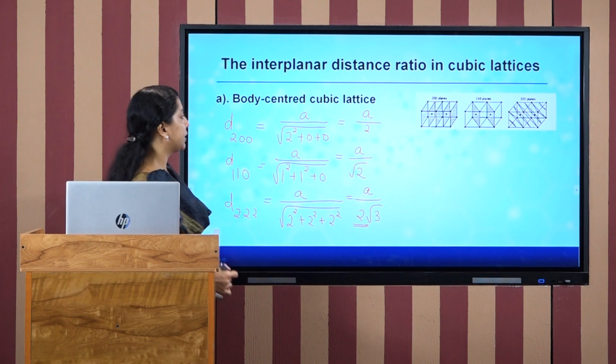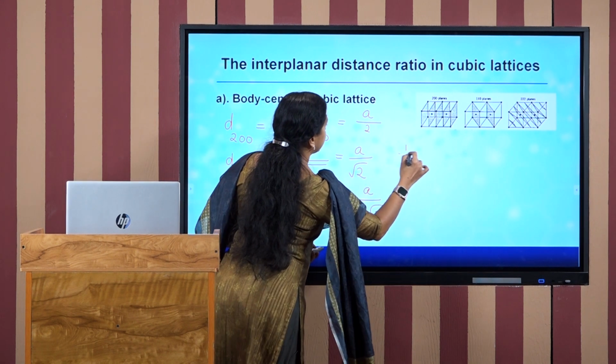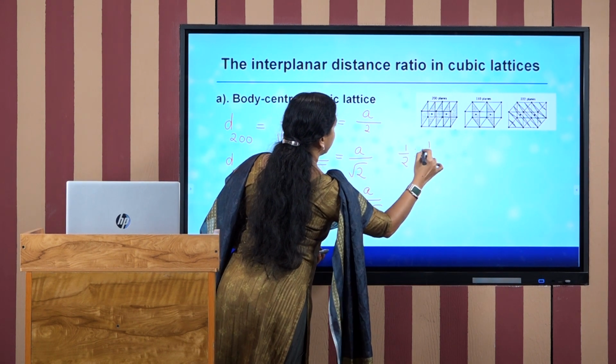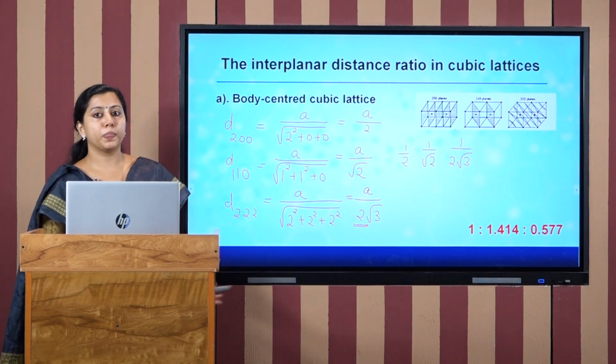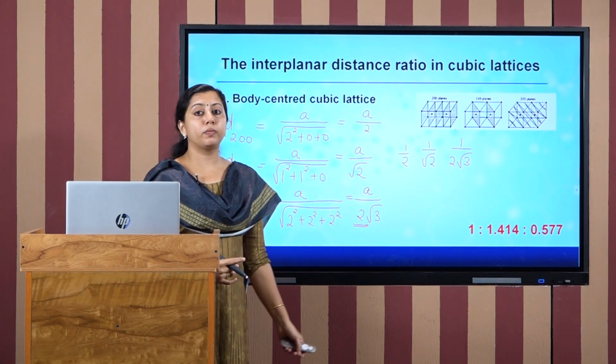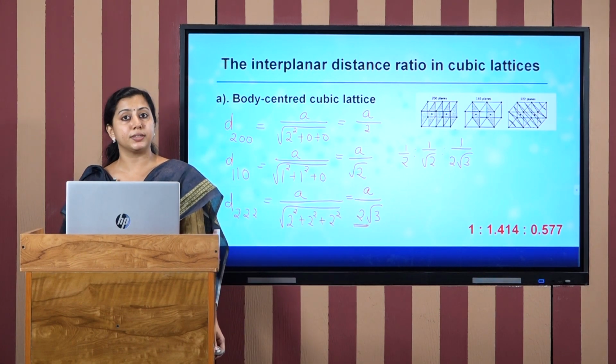Okay. So, what will be the distance ratio? Distance ratio will be 1 by 2 is to 1 by root 2 is to 1 by 2 root 3. So, that will correspond to 1 is to 1.414 is to 0.577.